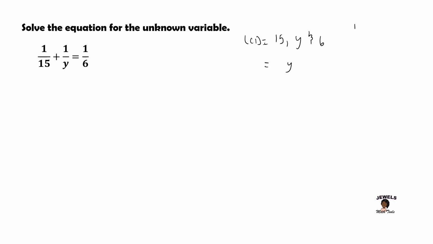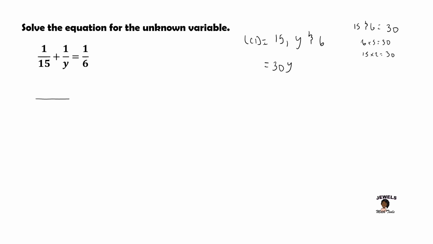Now when it comes to our numbers 15 and 6, we're going to go back to the basics that we do when finding the LCD for fractions with unlike denominators, when we have to add or subtract them. We're going to look at these two numbers, 15 and 6, and see what is their lowest common multiple. I know that 6 multiplied by 5 gives me 30, and 15 times 2 will also give me 30. So the LCD for 15 and 6 is going to be 30. So my LCD for these denominators will be 30y.